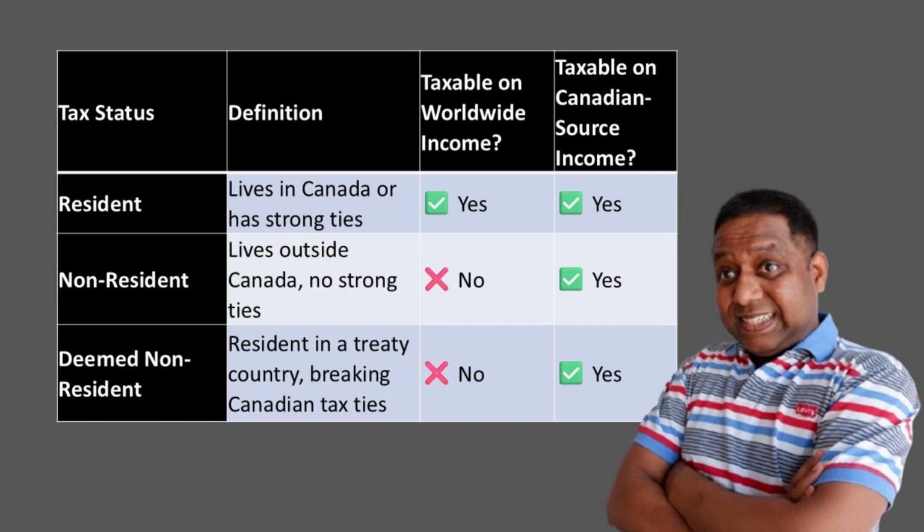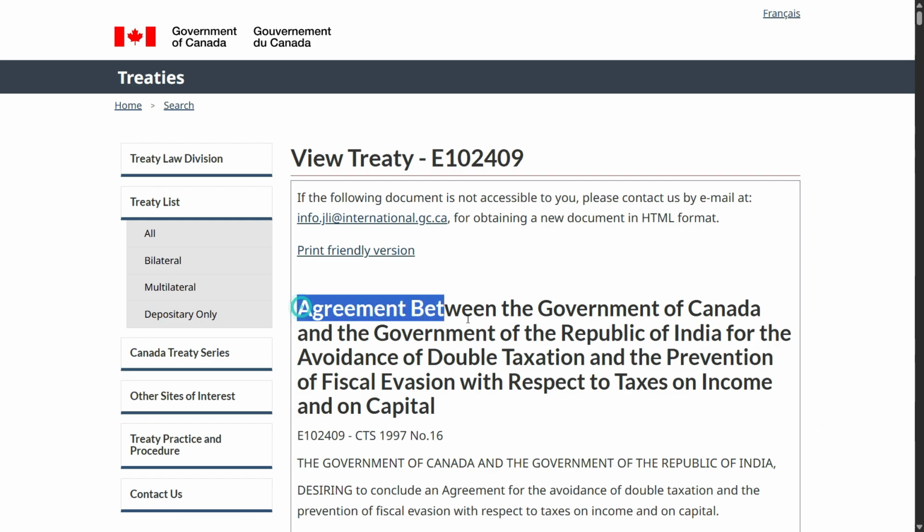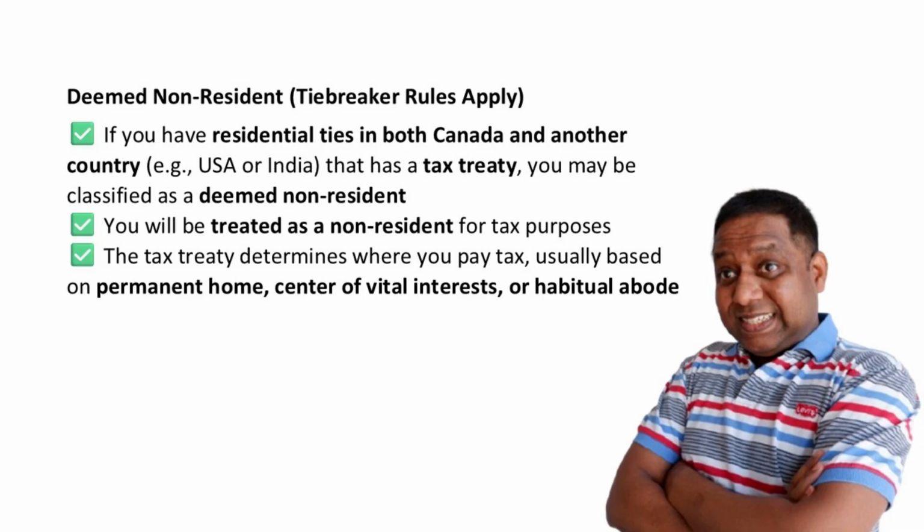Then comes deemed non-resident of Canada, where the tiebreaker rule applies. That is, if you have residential ties in both Canada and another country, for example the US or India, that has a tax treaty, you may be classified as a deemed non-resident. You'll be treated as a non-resident for tax purposes. The tax treaty determines where you pay taxes, usually based on permanent home, center of vital interests, or habitual abode.